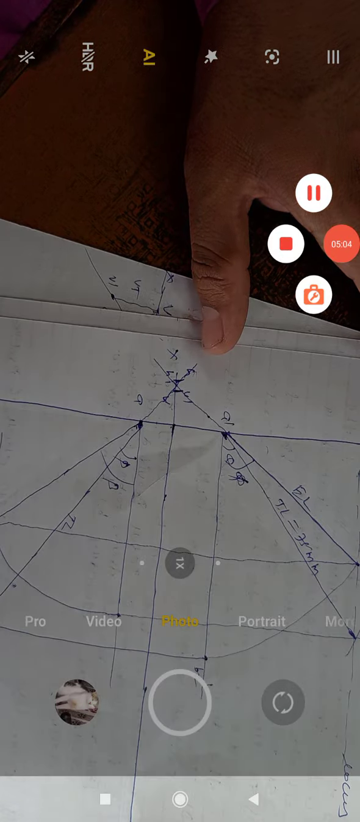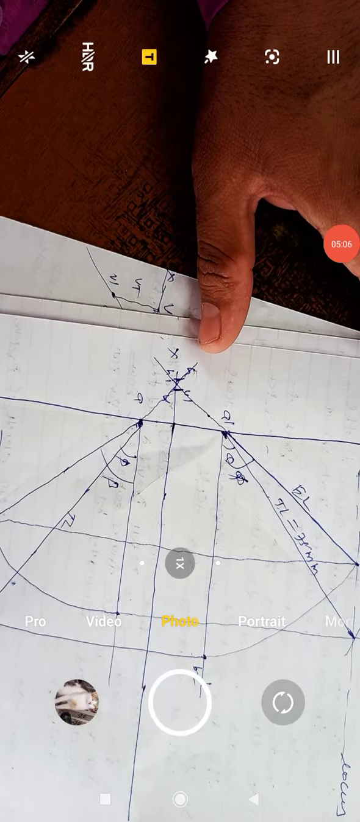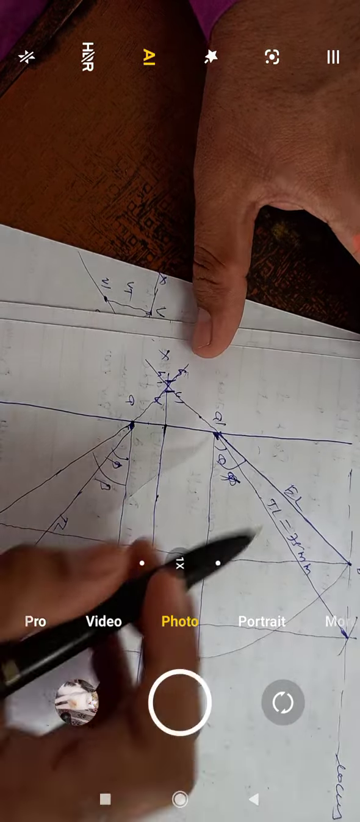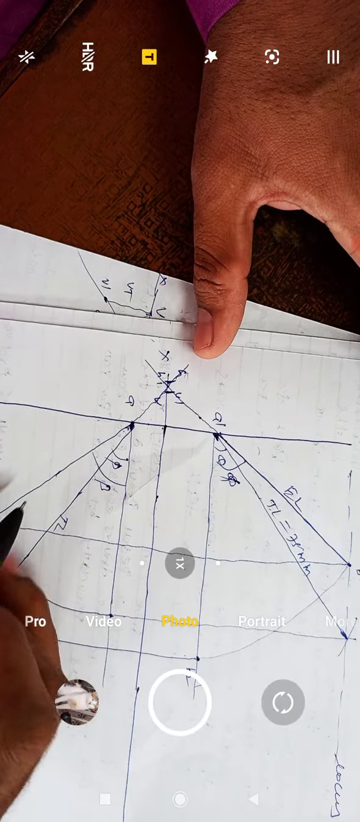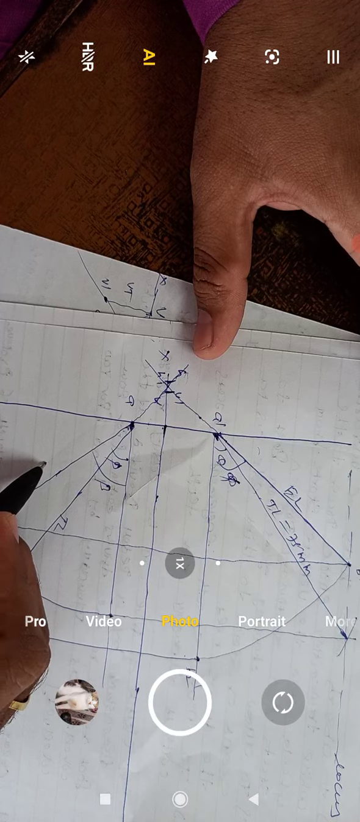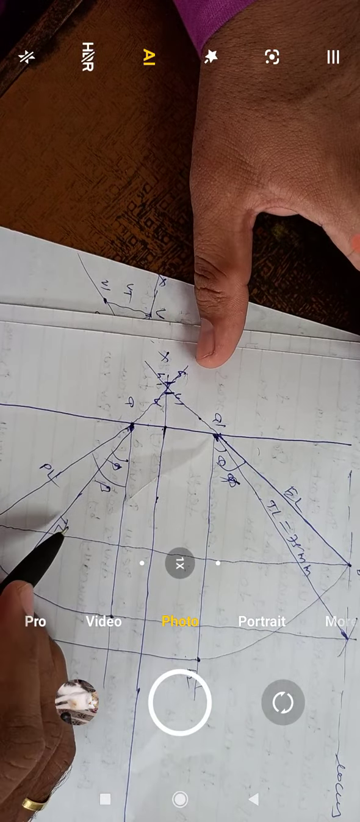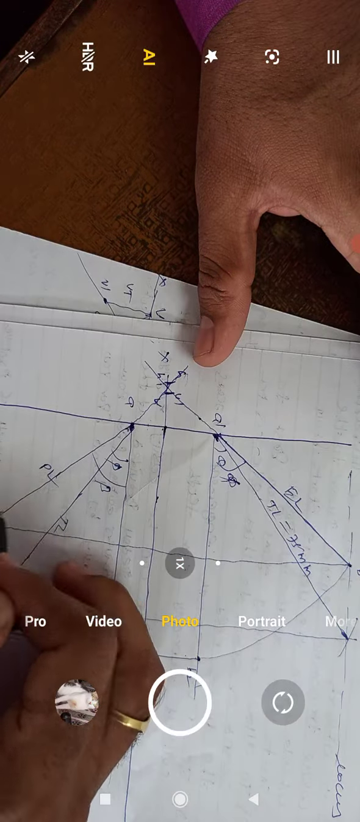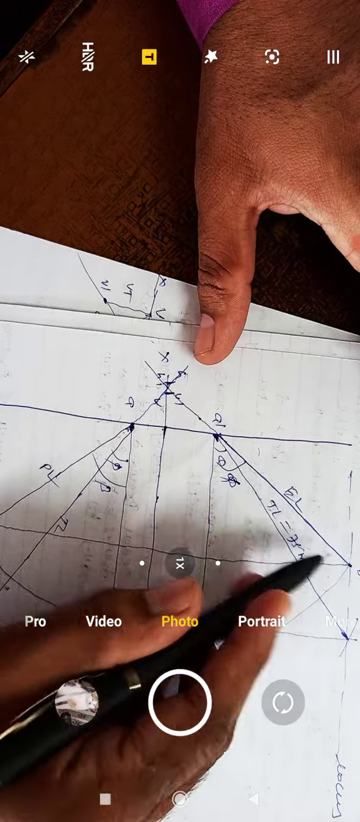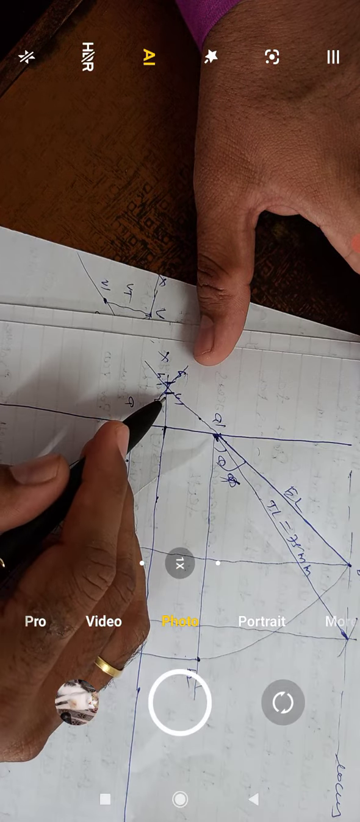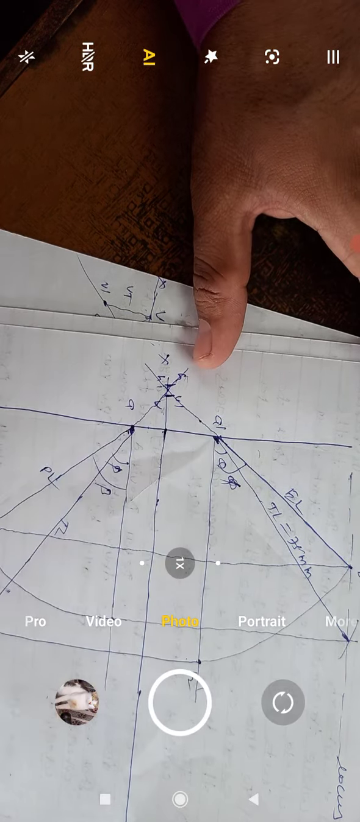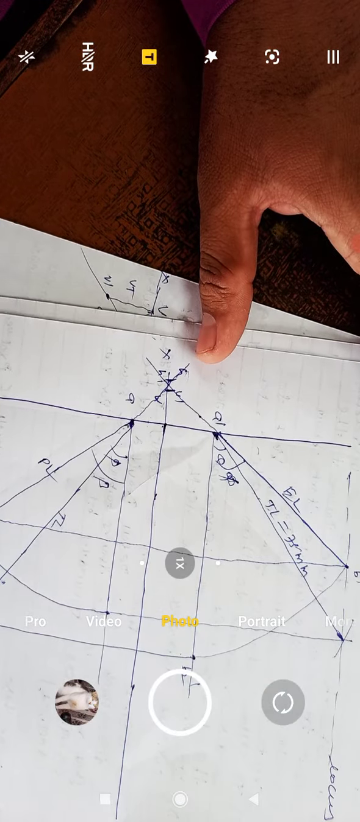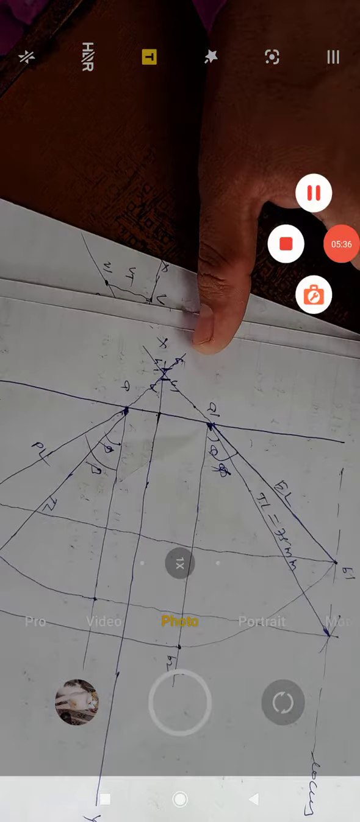This is for projection of a line which is inclined to both HP and VP. So measure these theta, phi, alpha, beta. Then this is PL. This is true length. Then you can also measure this EL and PL. PL is given but EL is not given, so you can measure it. Then you can also measure the traces which are asked. So this is nothing but the projection of a line which is inclined to both HP and VP.